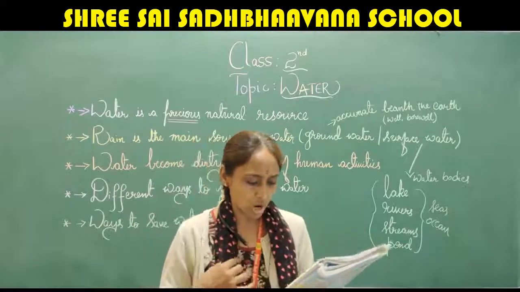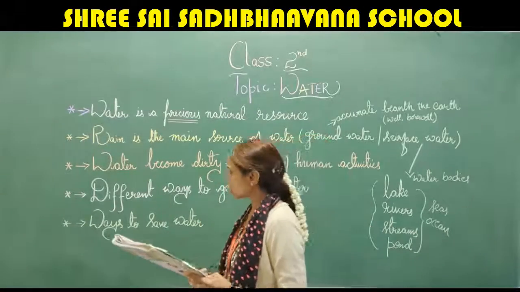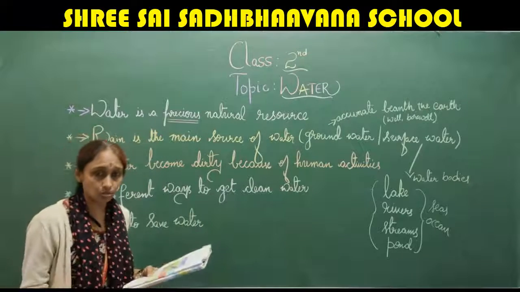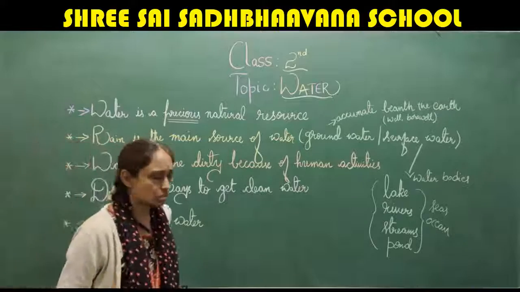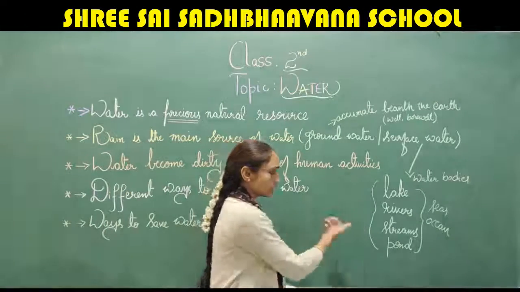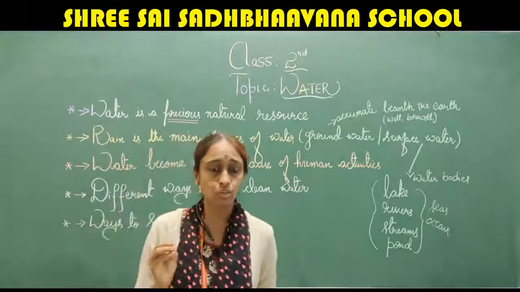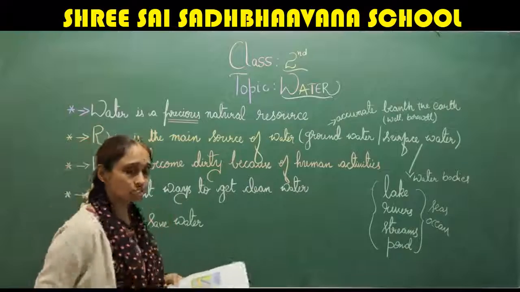Second we have washing clothes near water bodies. Of course, as I told you before, we need water to wash clothes also. It doesn't mean that while washing our clothes, we should make these water bodies dirty. We should have some sense not to make water or water bodies dirty.